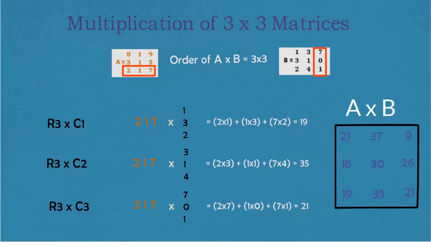So the final matrix that comes out as a result of multiplication of matrices A and B, which are both 3 by 3 matrices, is 21, 37, 9, 16, 30, 26, 19, 35, 21, which is a 3 by 3 matrix. So that's how you multiply 3 by 3 matrices.